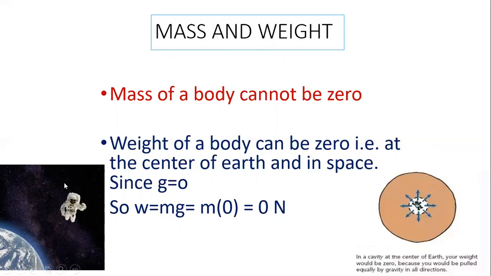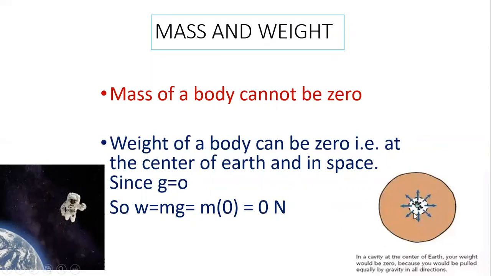See this astronaut, floating in the air, and there is no effect of gravity. In space there is no gravity, so you are going to put the value of g as 0 when you solve it. W is equal to m into g. Whatever the mass of this astronaut is, let's suppose it's 50 kg, whatever number you multiply with 0, the answer is going to be 0. So the answer is going to be 0 Newton. So the weight of the body in space can be 0.